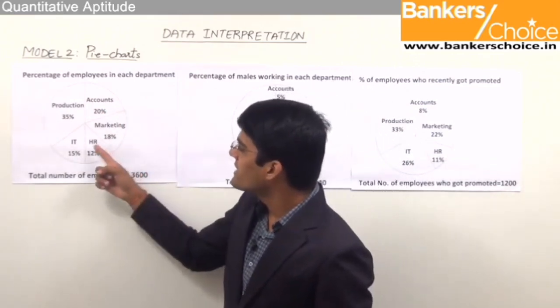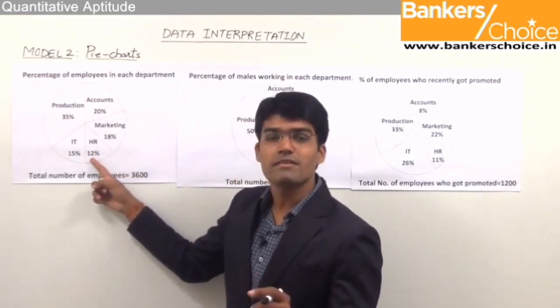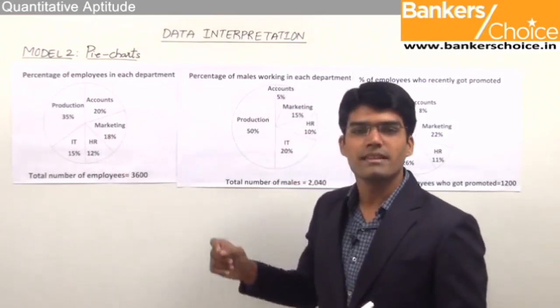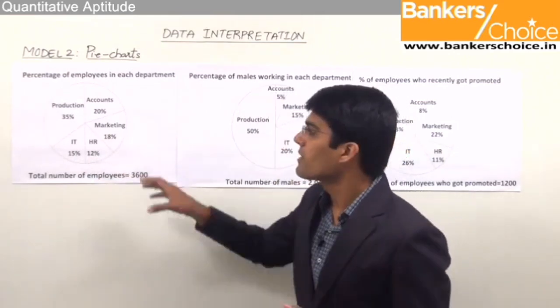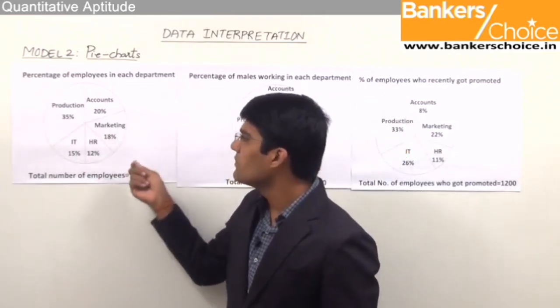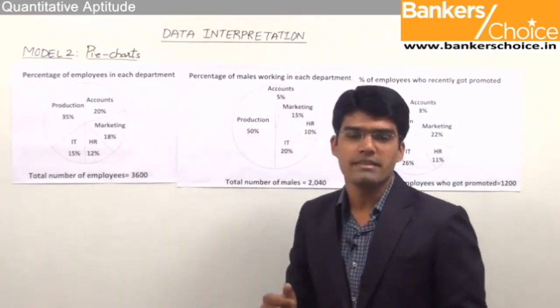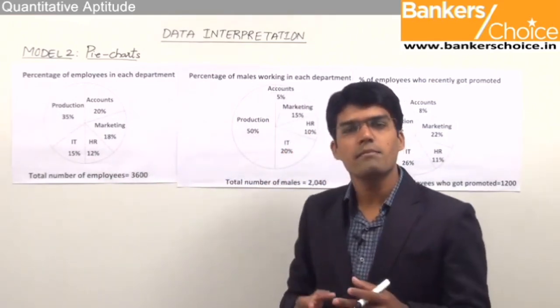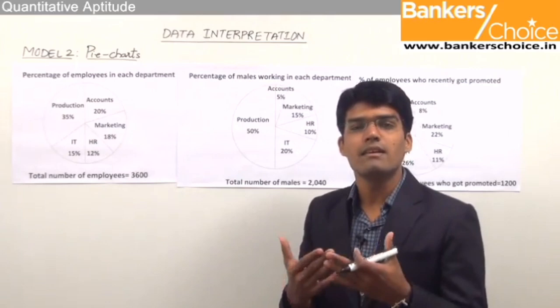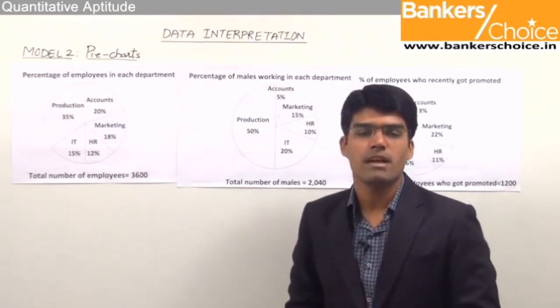Similarly, number of employees in HR, 12%. 12% of what? Total number of employees, 3,600. So in this way, from the given pie chart and the total value, we can find out the number of employees in each of the departments. And as I've already mentioned, pie chart gives a very clear visual appearance and the comprehension becomes very simple.